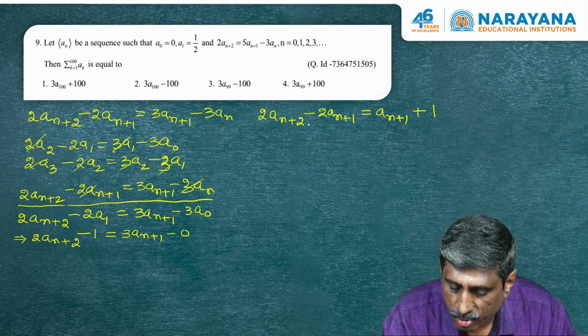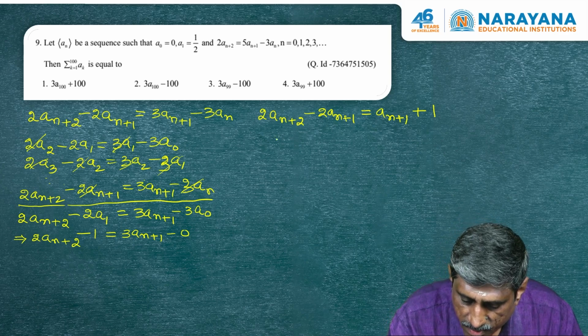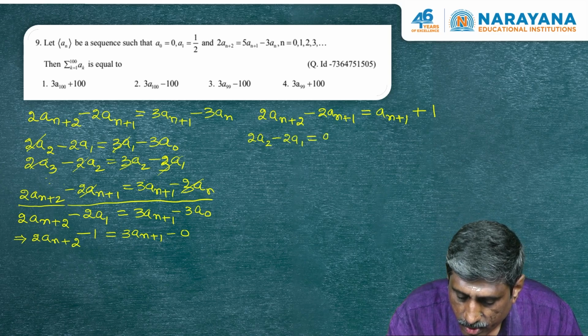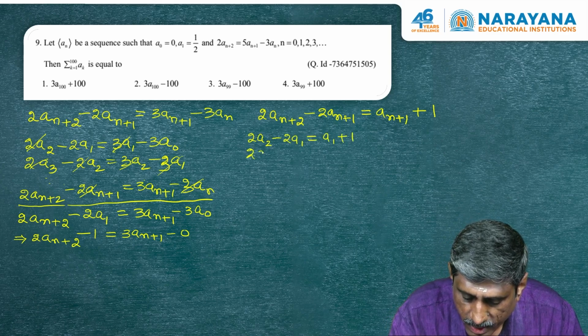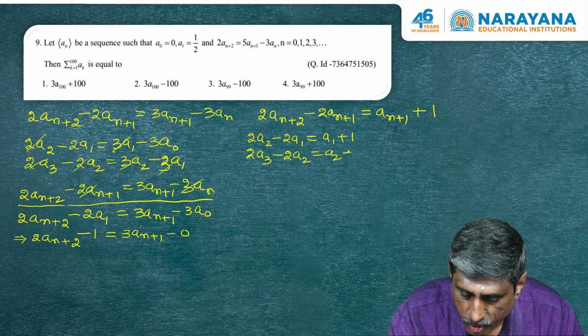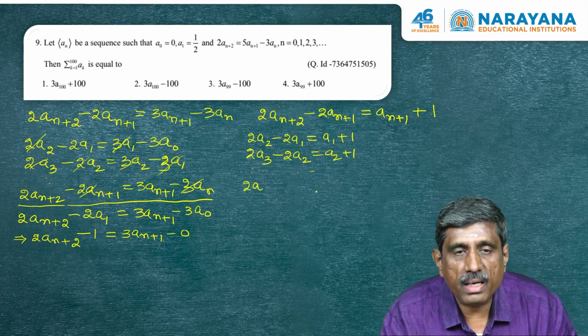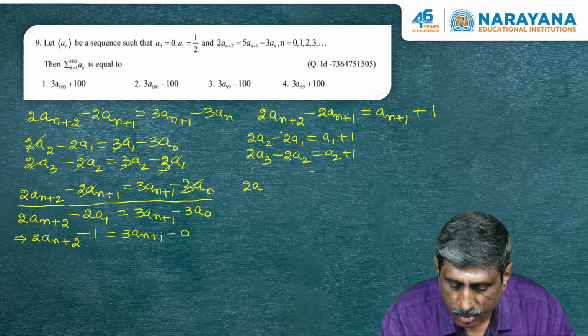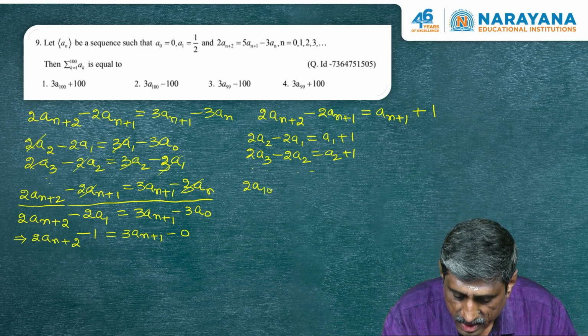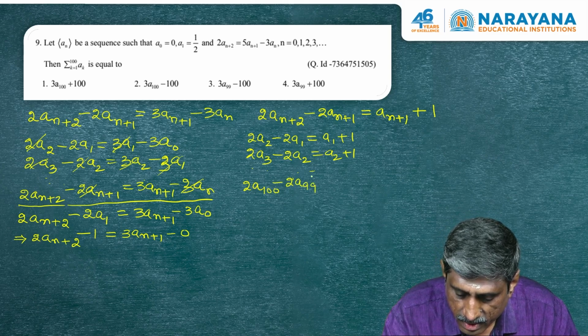Here we put n = 0, 1, 2, 3 and so on, and when we simplify, what are we going to get? 2a_2 − 2a_1 = a_1 + 1. 2a_3 − 2a_2 = a_2 + 1 and so on. Finally, we directly substitute n = 98. So, we are going to get 2a_100 − 2a_99 = a_99 + 1.